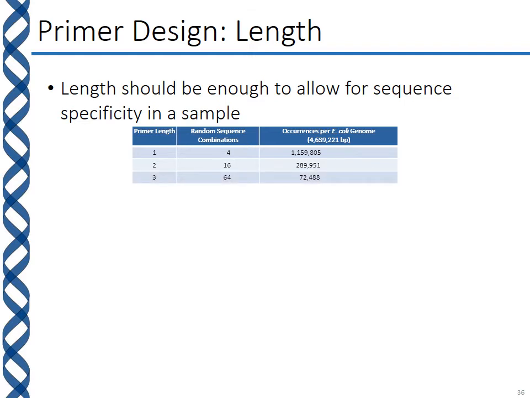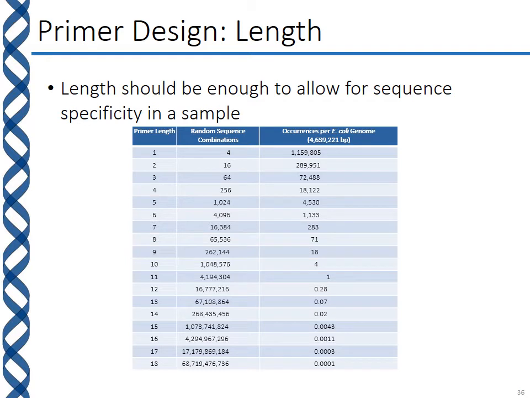So with 3, we would be doing the same thing. You'd end up with any given 3 nucleotide sequence distributed 72,000 times within the E. coli genome. So we can expand that out further, again just using that formula of 4 to the n, where n is the primer length. And so you see for a primer length of 4, you'd have 256 combinations, which would occur 18,000 times, and so on.